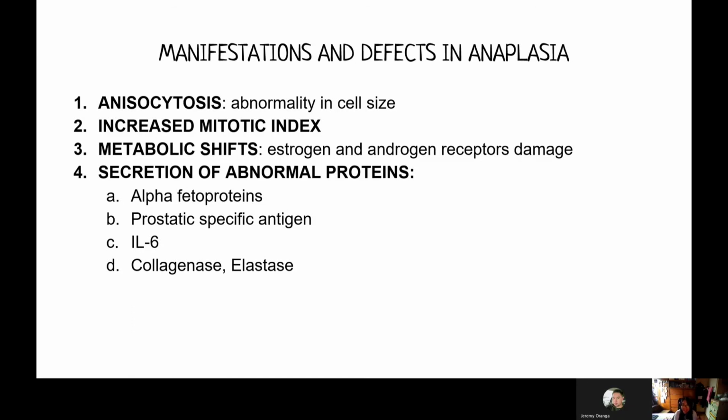When there is a high PSA or prostatic specific antigen, prostate gland hypertrophy may progress into becoming prostate cancer. And then we have interleukin 6 or IL-6, which causes renal cell carcinoma. And then we have collagenase and elastase. With these two together, it actually destroys the connective tissue, kasi our connective tissues contain collagen and elastin. So these enzymes destroy those two.